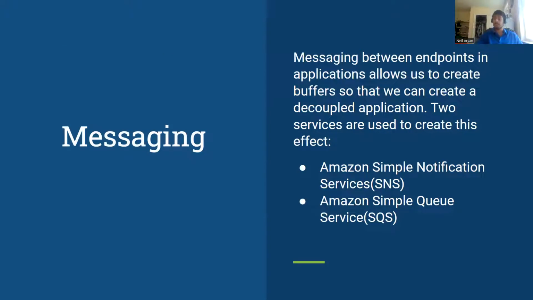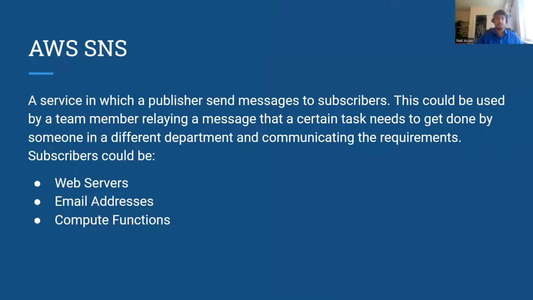Now let's talk about messaging. Messaging between endpoints in applications allows us to create buffers so that we can have a decoupled architecture. Two of the services that are used to create this are SNS and SQS, which are Simple Notification Service and Simple Queue Service. Now, Simple Notification Service is pretty easy.